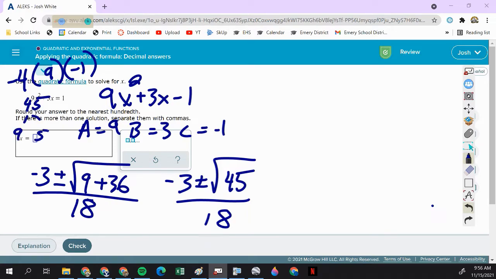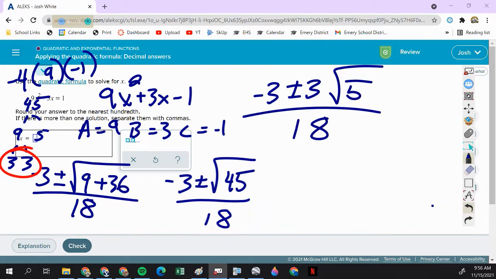9 and 5, 3 and 3. Can I bring anything out? You can bring out a set of 3's. So on the outside, I have 3 times the square root of what did not come out? The 5 over 18. Can I take anything out of all of those numbers? A 3. So I pull a 3 out of each of those, and I get negative 1 plus or minus the square root of 5 over 6.